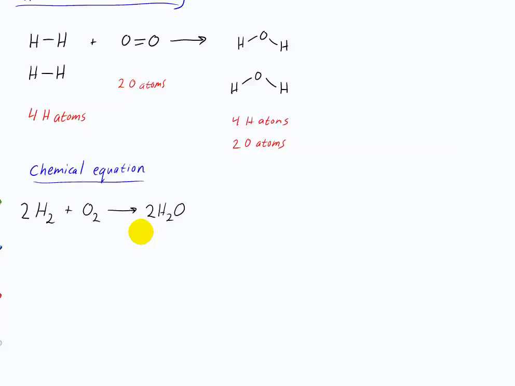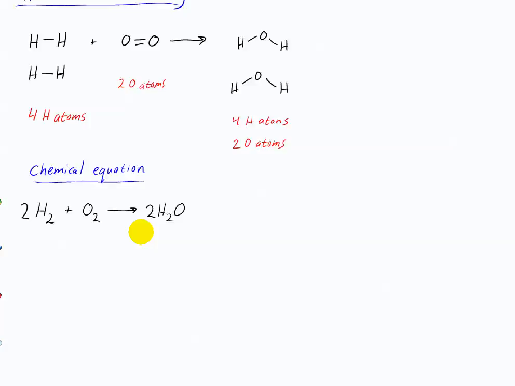Now where those go is important. The little subscript number on the bottom tells you how many atoms are within the same molecule. So water is H2O, which means there are two hydrogen atoms in the water molecule. The number out to the front, on the left, is called the coefficient, and that tells you how many of the molecule you have. So the 2H2 means you have two separate hydrogen molecules.